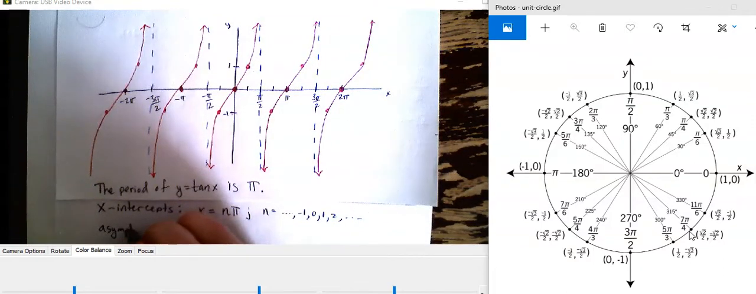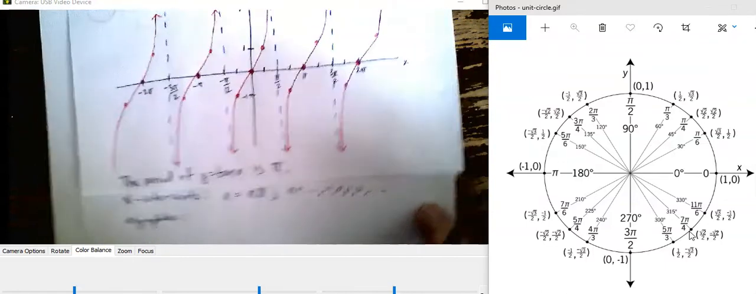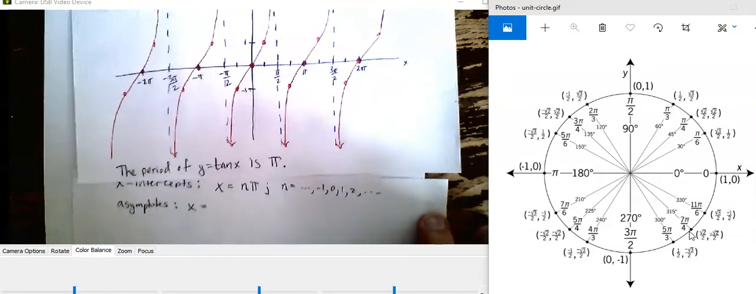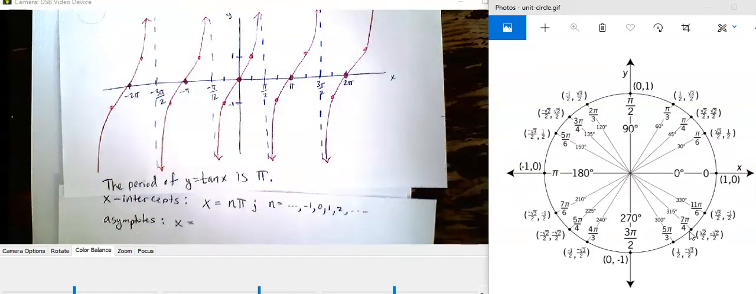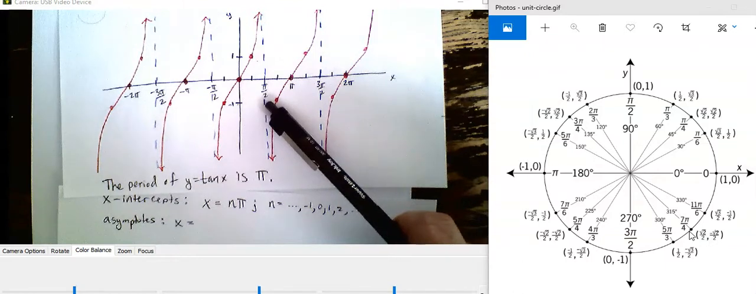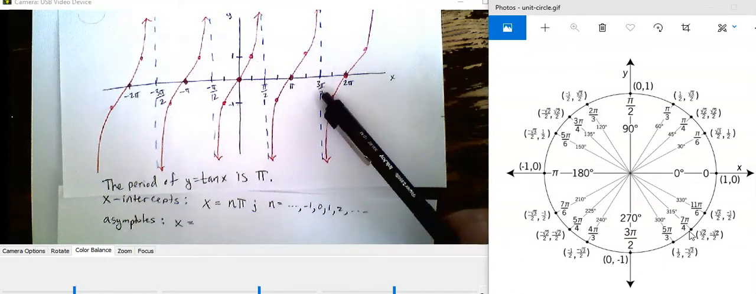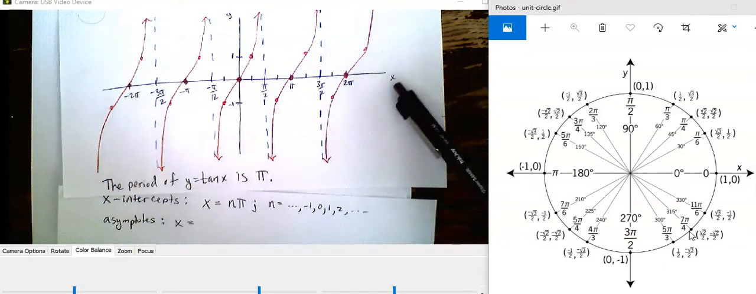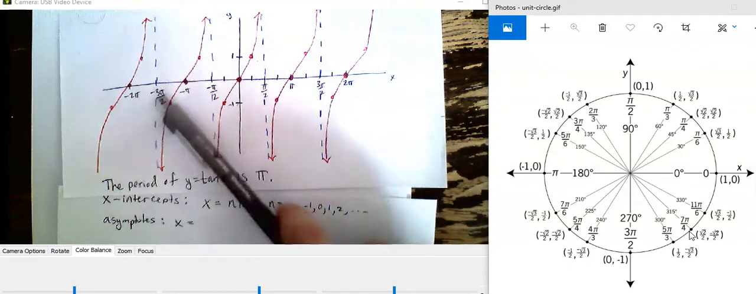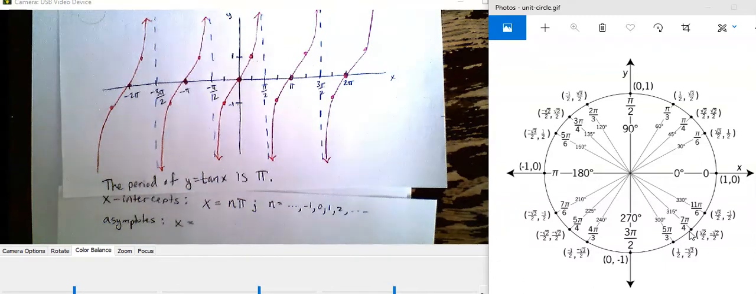Asymptotes occur when x is, well, let's see. Do we see a pattern here? So pi over 2, 1 pi over 2, 3 pi over 2. The next one would be 5 pi over 2. Negative 1 pi over 2, negative 3 pi over 2. So it looks like the asymptotes are occurring at all odd multiples of pi over 2.